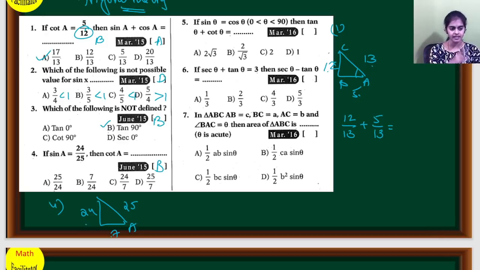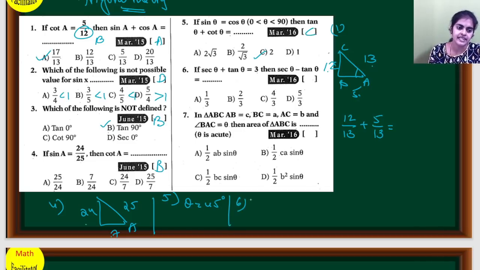Okay, so 5, 12, 13. You take it in this order: 7, 24, 25. 25 is hypotenuse. 5, 12, 13. 13 is hypotenuse. Next question, sine theta and cos theta are equal. If sine theta and cos theta are equal, theta should be 45 degrees. So if theta is 45, tan 45 plus cot 45 is 1 plus 1, you will get 2 here.